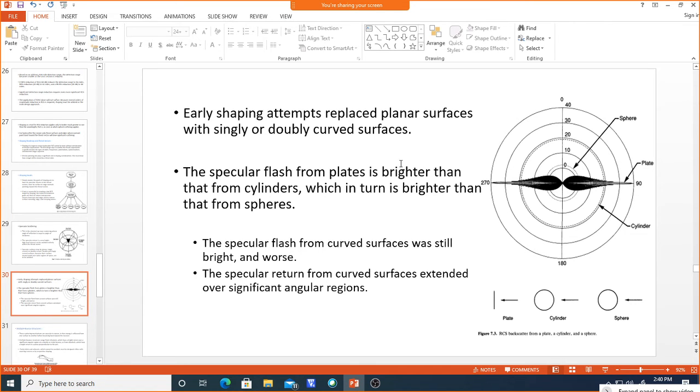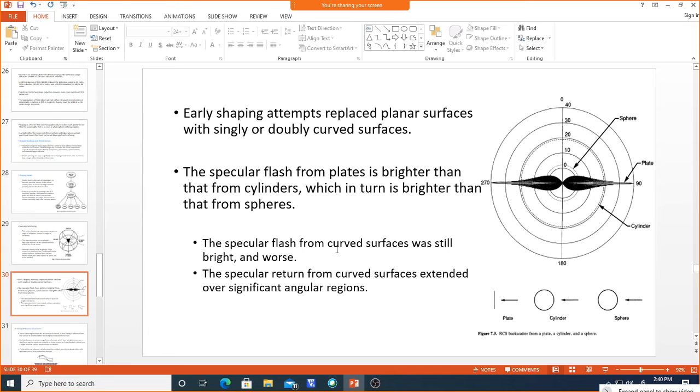Okay, so early shaping attempts replaced planar surfaces with singly and doubly curved surfaces. Earlier they used to do the shaping technique using a cylinder or sphere, because it will reduce the scattering energy compared to the plate. Okay, so the specular flash from plates is greater than from cylinders and spheres. So that's why we need to avoid plate-like surfaces in order to reduce the backscattering energy.